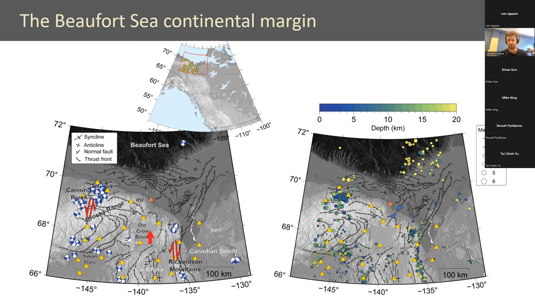And other people suggested that this could reflect underthrusting of the oceanic lithosphere beneath North America. I would like also to point out this region here in northern Yukon, where there is a clear absence of seismicity here. Note that the two inward-facing arrows show the SHmax here.